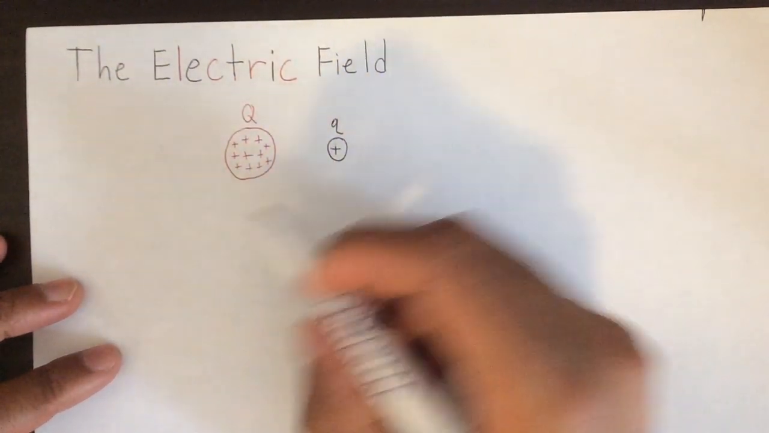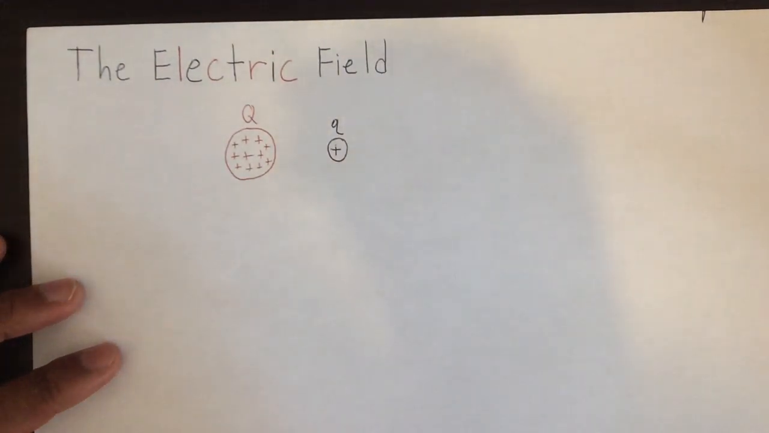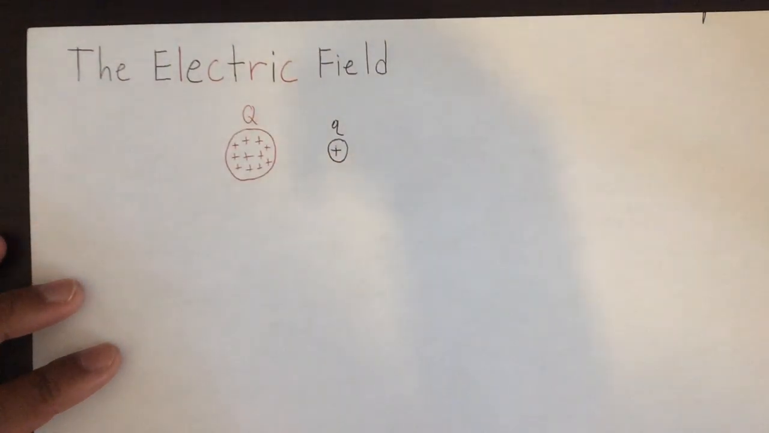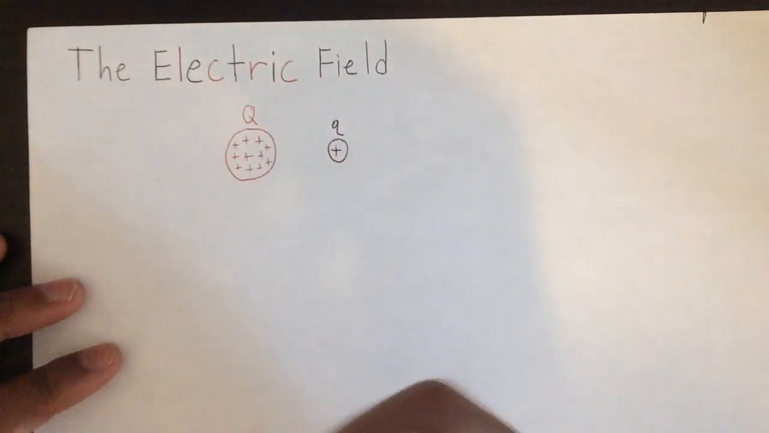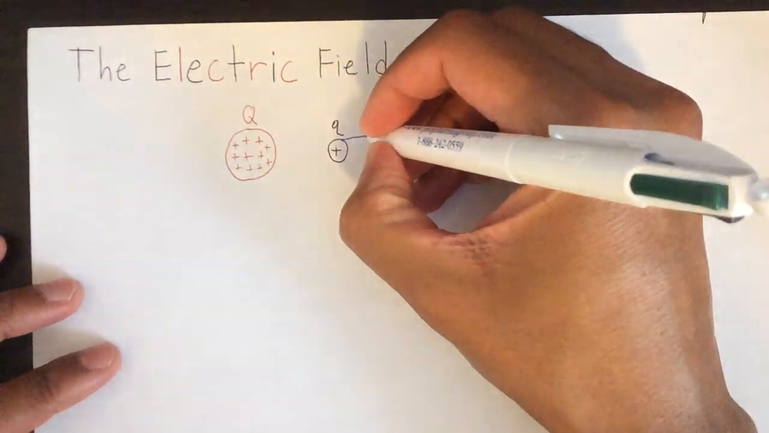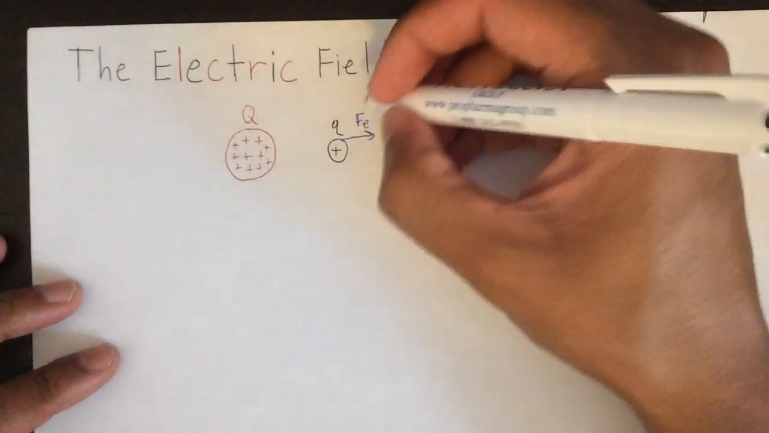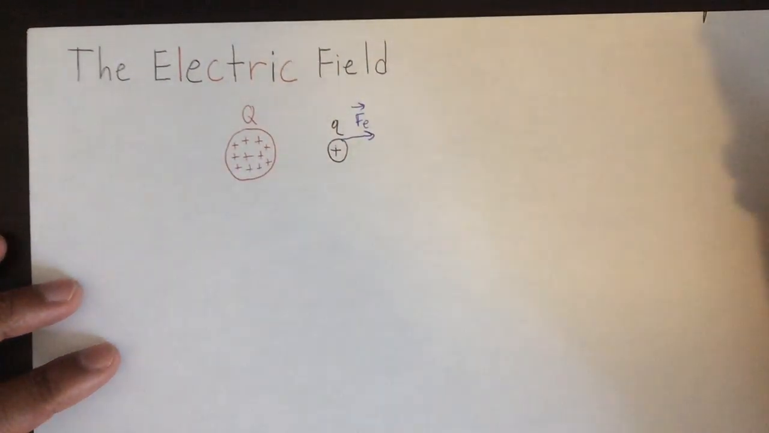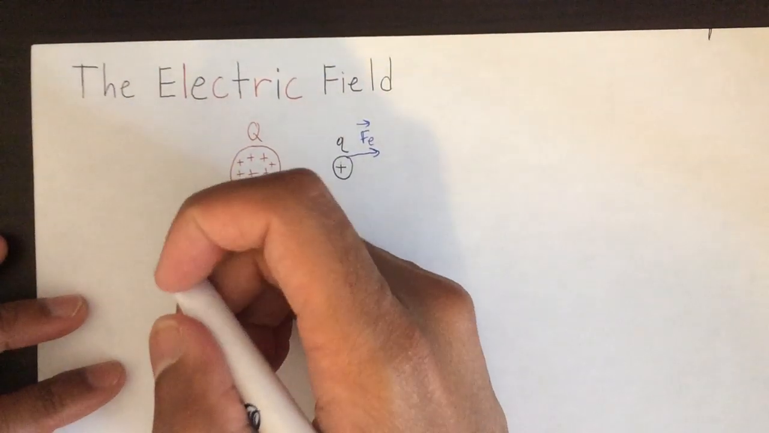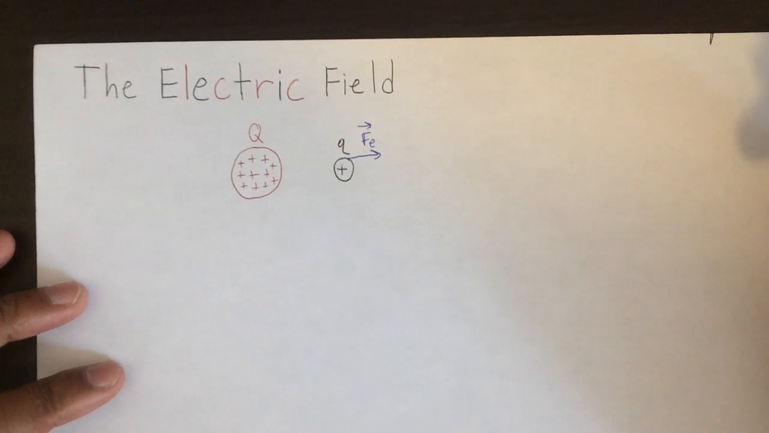So we know that this little q is going to feel a force due to the presence of big Q. And since they're both positive, the force is going to be pointed away. Let's just call it the force Fe. And we know it's a vector. It's important. And so, what is the electric field?